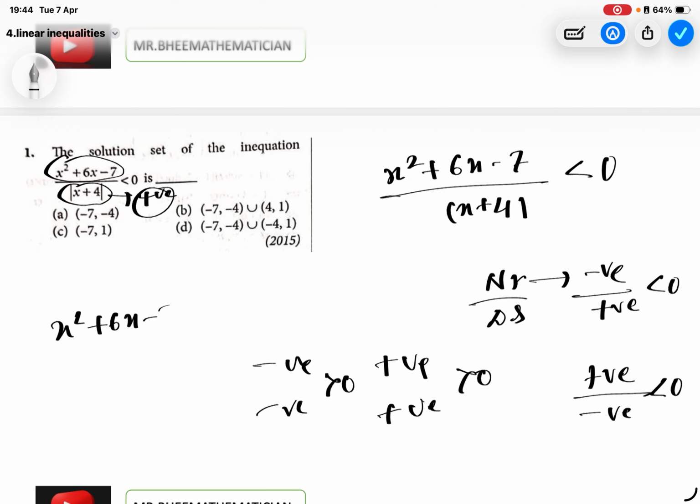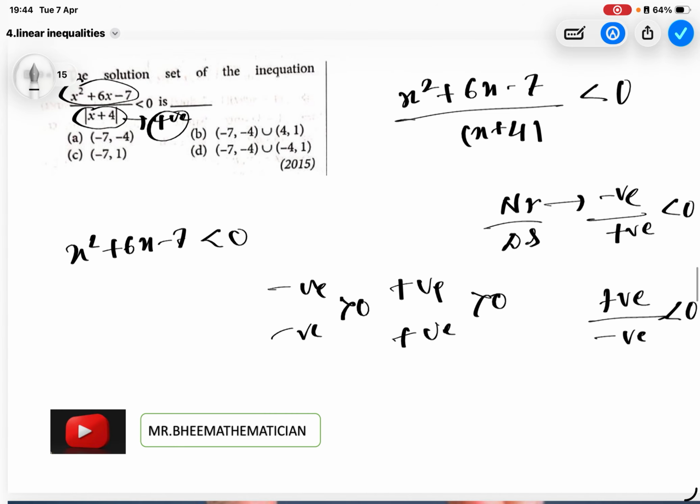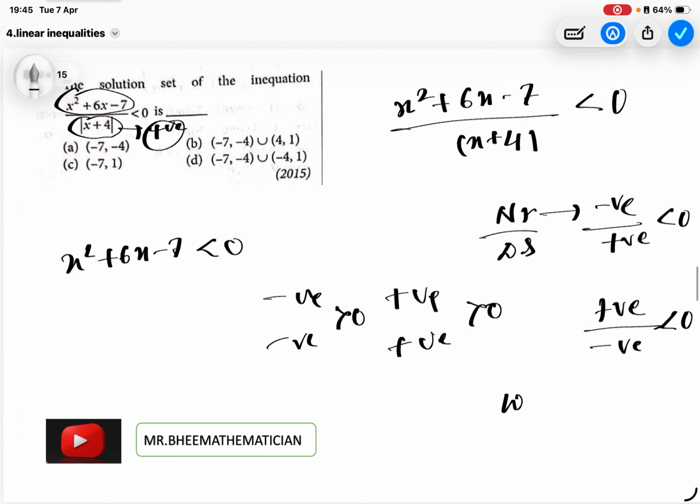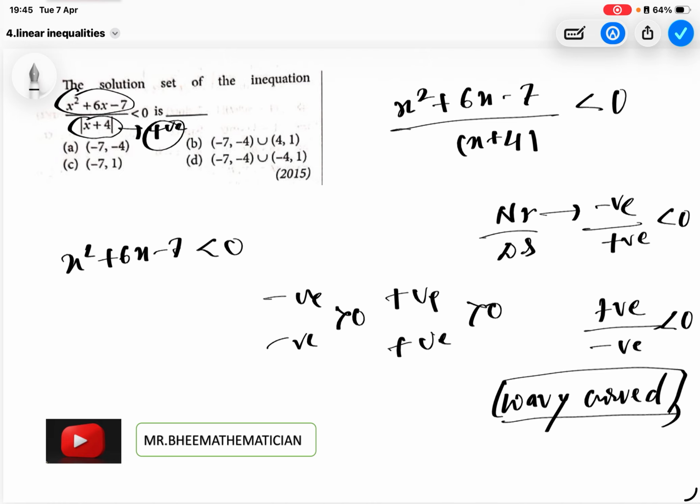x square plus 6x minus 7 less than 0. We need to find the solution for this one. And please watch my video on the wavy curve method. This is a very important method to solve inequality problems. You can solve all types of inequality solutions with it.